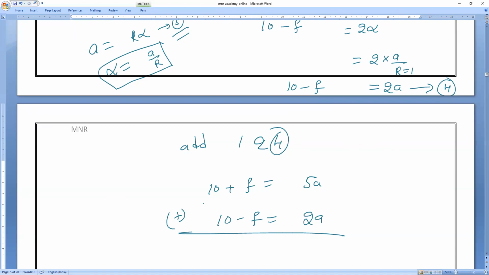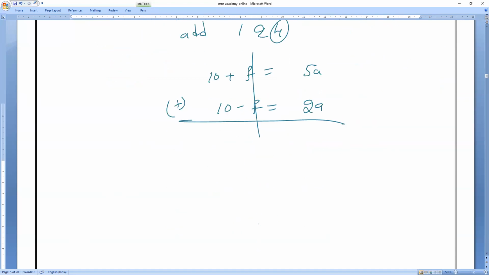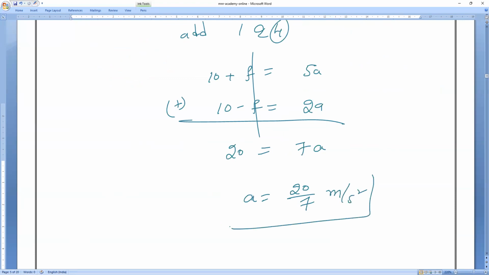A equals 20 by 7. What will happen? What is the acceleration? 20 by 7, sir. Yeah, 20 by 7. So F will get cancelled, and we'll get 20 equals 7A. So acceleration A is equal to 20 by 7 meter per second square. This is the acceleration.